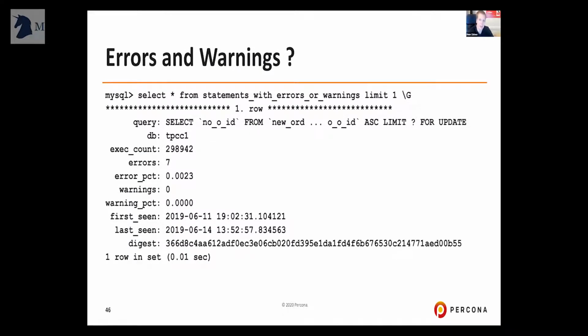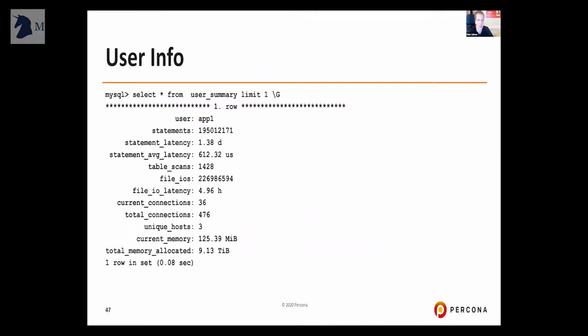Another thing which is using the same data, but is more convenient, is looking at the statements with errors and warnings. Like in this case, we can see that this given statement, select for update, was executed so many times. 7 of those were errors, right, which is a very small fraction of a percent, and so on and so forth. Often that can be very helpful to understand what are the new queries appearing which have terminated with errors, and why.